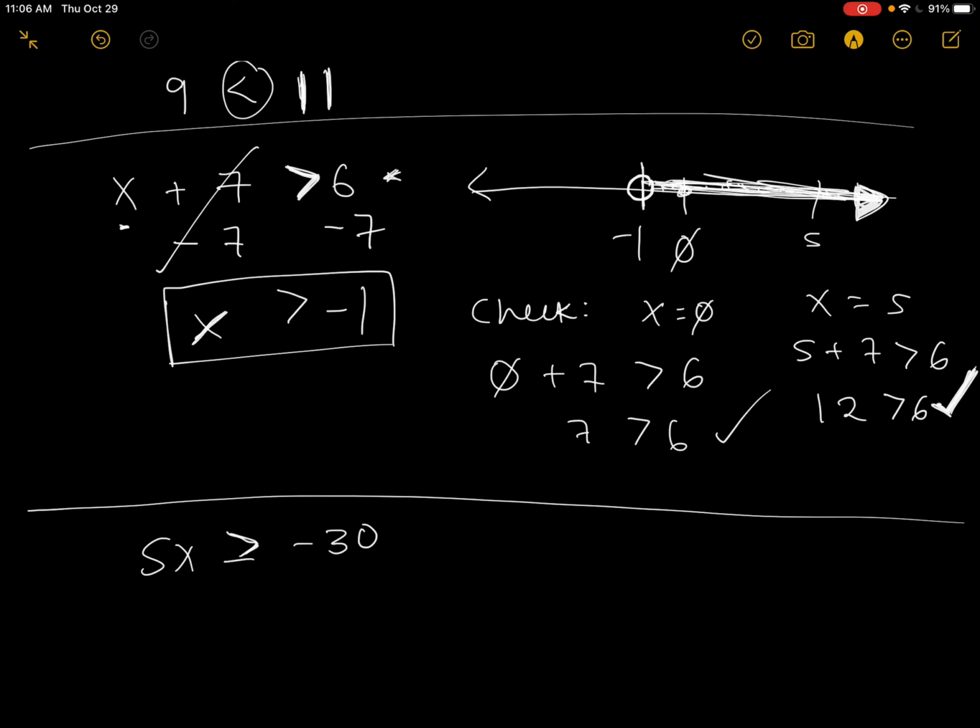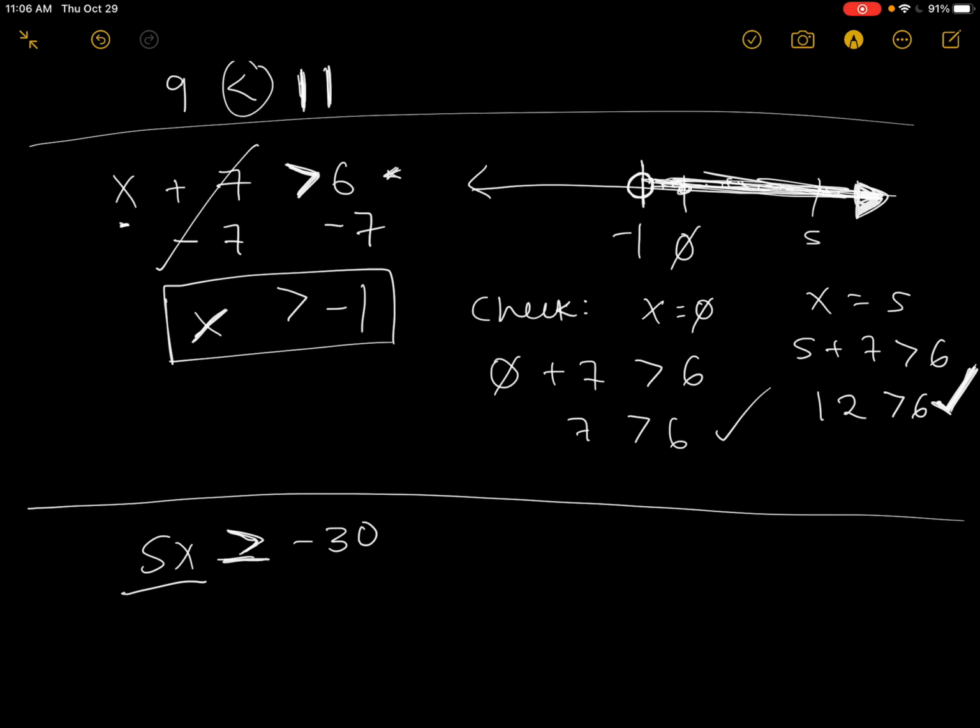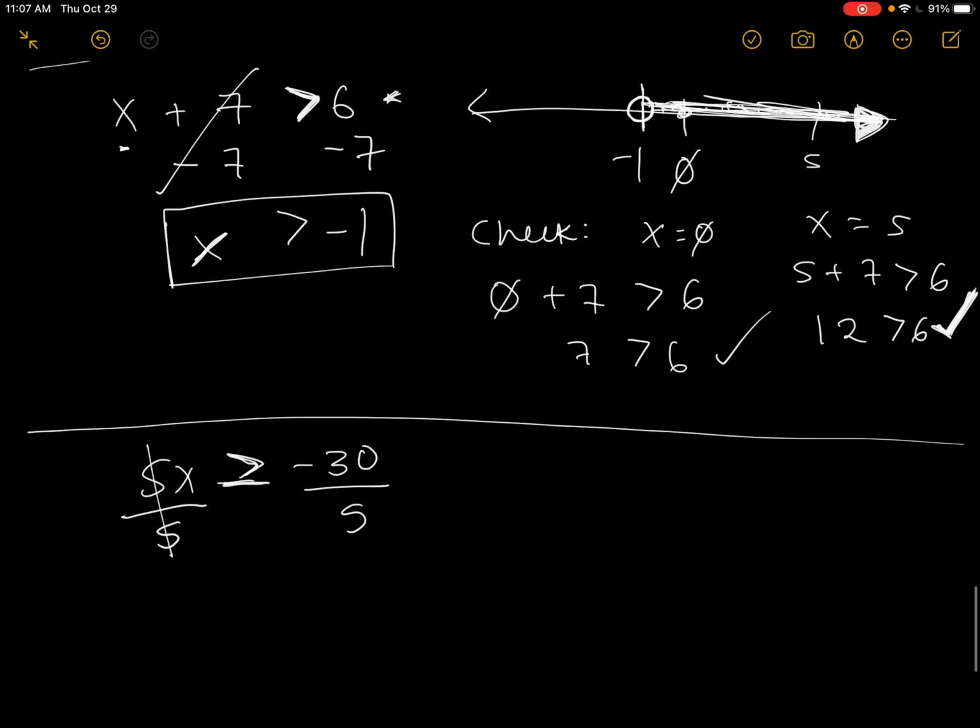Okay, so I want to solve for x. That means I need to get rid of this 5. Since I'm multiplying by 5, I can divide both sides by 5 because that'll leave me with 1x, which is just x. Carry down my sign, just like in an equation. And then negative 30 divided by positive 5 gives me negative 6. So my answer is x is greater than or equal to negative 6.